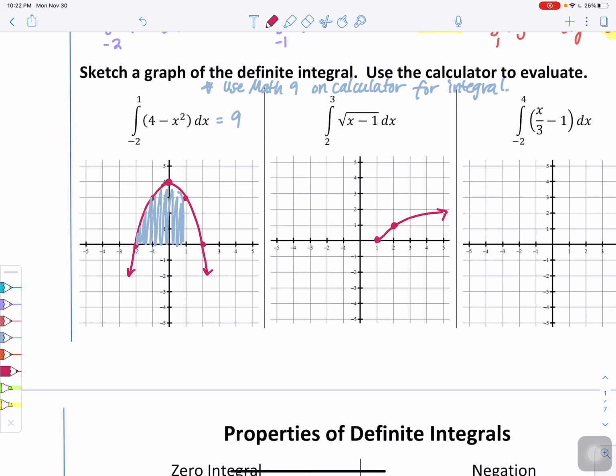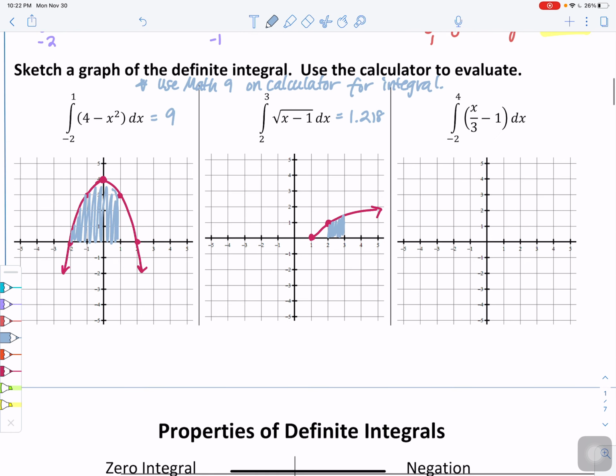So where do we want the area? We want the area from 2 to 3, kind of a small area. And if you put that in your calculator, you will get 1.218 if you use Math 9. Okay, let's go ahead and take a look at this next one.